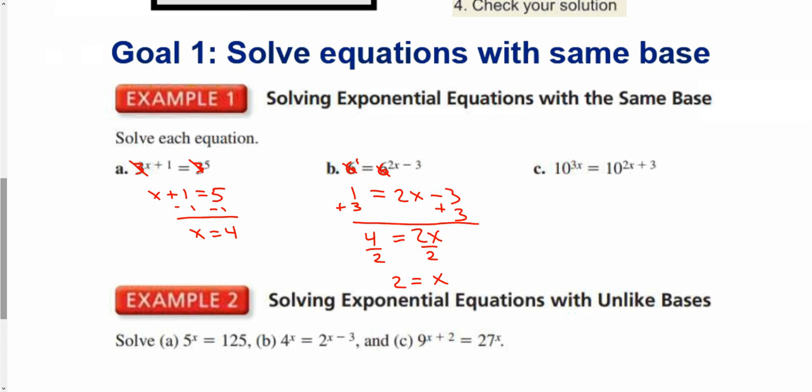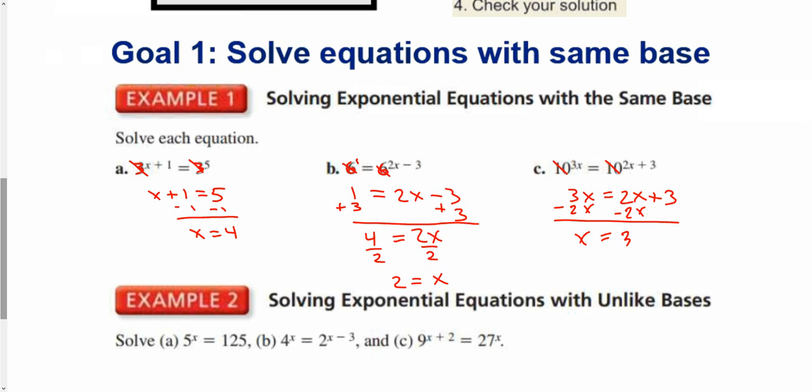The last one, they're both 10s already. Cross them out. So you get 3x equals 2x plus 3. You just subtract 2x from both sides. So you get x equals 3. Now, if you were to plug it in, 2 times 3 is 6. 6 plus 3 is 9. And then on this side, 3 times 3 is 9. So you get 9 equals 9. So it works. So that's the first scenario. The bases are already matching. That's the easiest version of the problem there is.